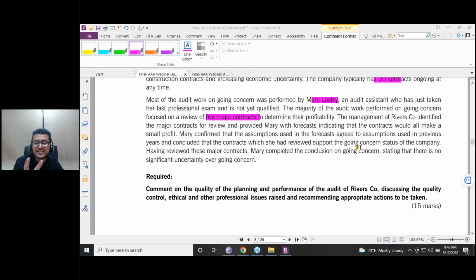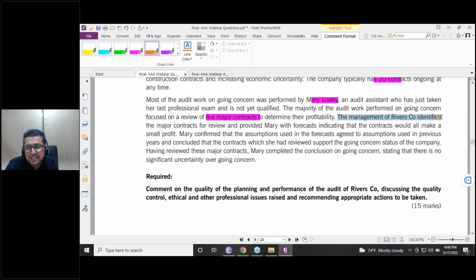Let's continue the question. This is the second mistake. First mistake, the job is not assigned to the right individual. Second mistake, the sample size is not appropriate, especially considering the situation. Let's continue with the question. The management of Rivers Company identified the major contracts for review and provided Mary with forecasts indicating the contracts would make a small profit. Is there any other issue in this sentence?